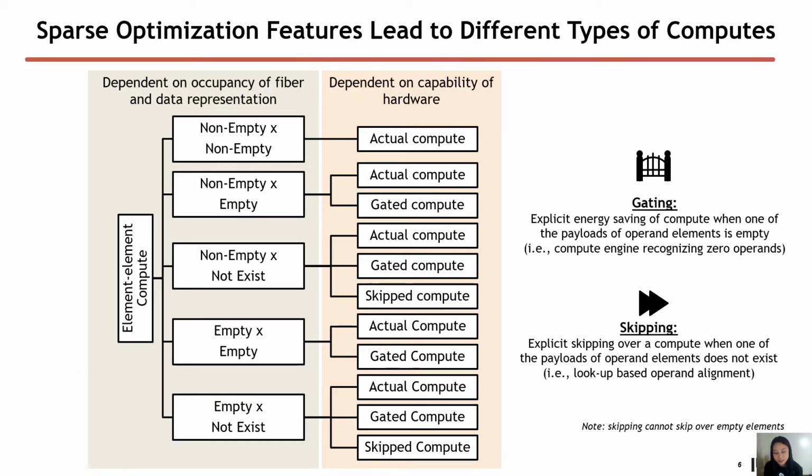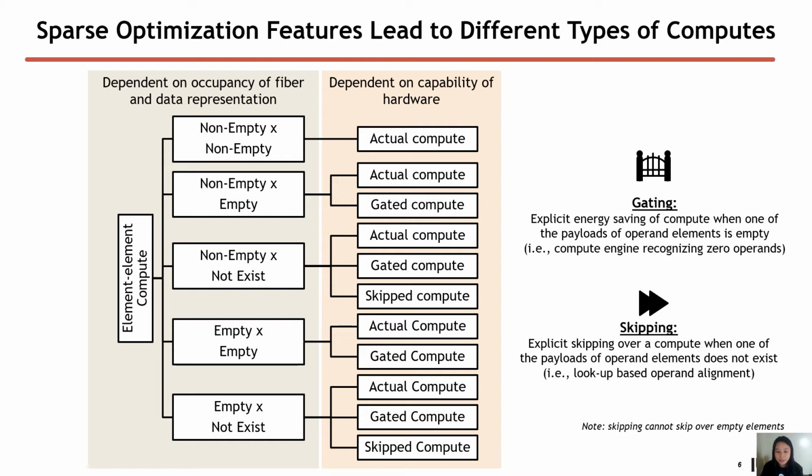As you can imagine, skipping will lead to skipped computations, and only some cases allow you to skip, right? Because skip is skipping over compute where one of the payloads does not exist. So this is related to the operand alignment unit. It will skip the computation if it realizes that the metadata of the two operands don't match. So this will only happen if your operand does not exist. So skipping cannot skip over empty elements.